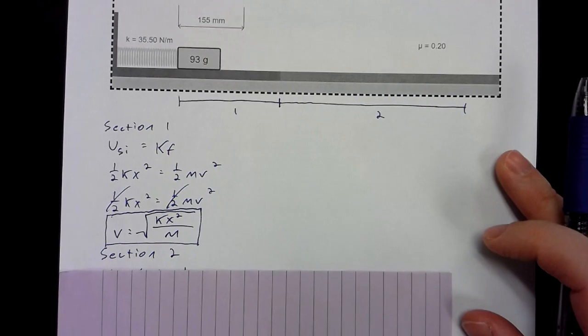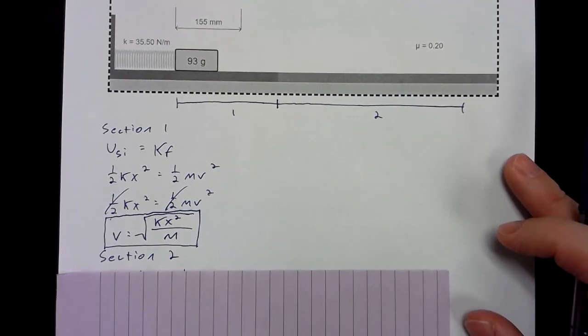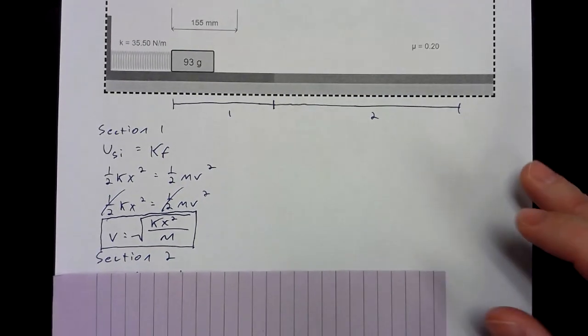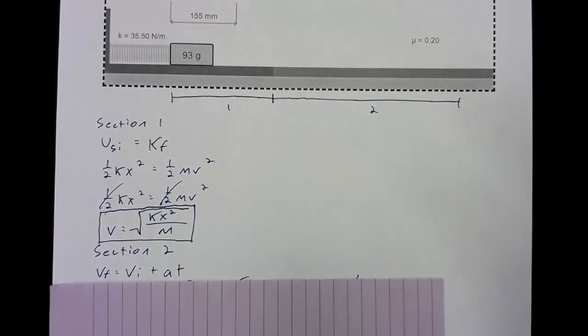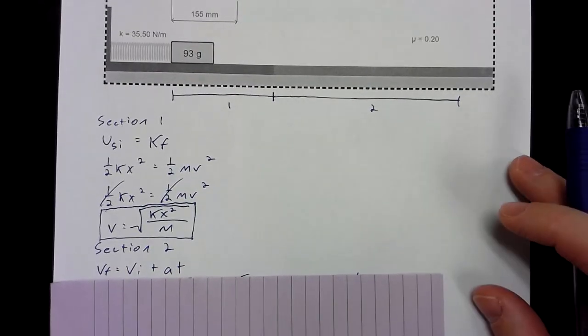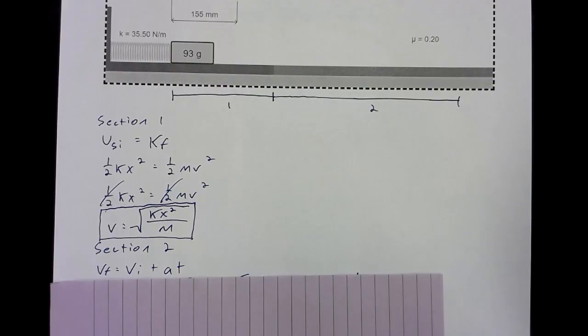Then let's think about section 2. We have an initial velocity for the block, which we just found in the last step. Then it's going to be encountering the force of friction. That's going to be opposing the motion and then slowing it down. So remember this kinematics formula? Let's use that one.